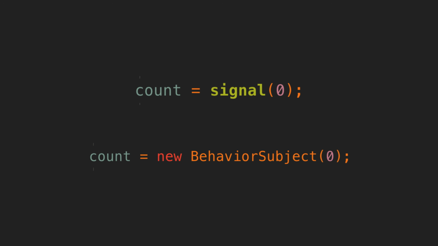So a signal looks like this, and a behavior subject looks like this. If the concept of a signal in Angular is new to you completely, you might want to check out my other video first, which I'll link in the description. So you could argue the signal syntax is slightly simpler here, but it's trivial. The real differences start when we want to access these values.